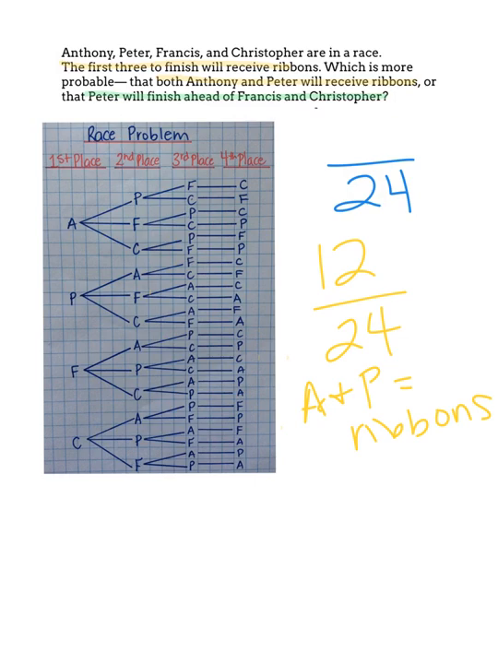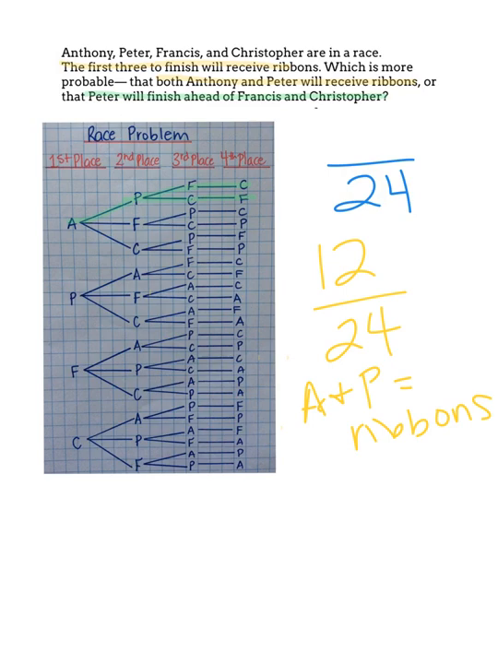I can see, so if Anthony's first and Peter's second, then both of these branches would work because Peter's ahead of both Francis and Christopher. But the next one doesn't work. The next one where it goes Anthony, then Francis, because Francis is in second, we haven't come across Peter yet. And then we've got Anthony, then Christopher, haven't come across Peter yet. So none of those are going to work.